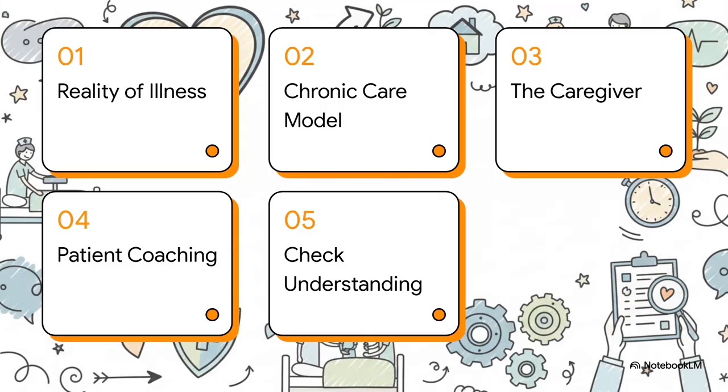All right, so here's how we're going to tackle this. First, we'll get a handle on what chronic illness really is. Then we'll look at the big system we use to manage it. After that, we're going to zoom right in on the family, because they're a huge part of the picture. And finally, we'll get super practical with the communication tools you'll be using every single day.